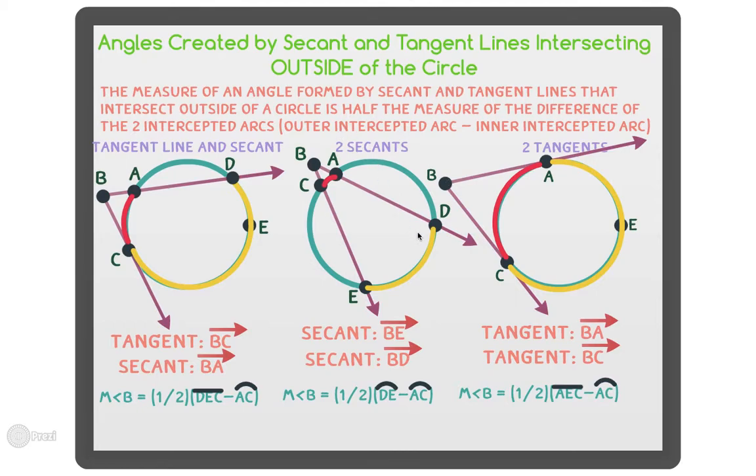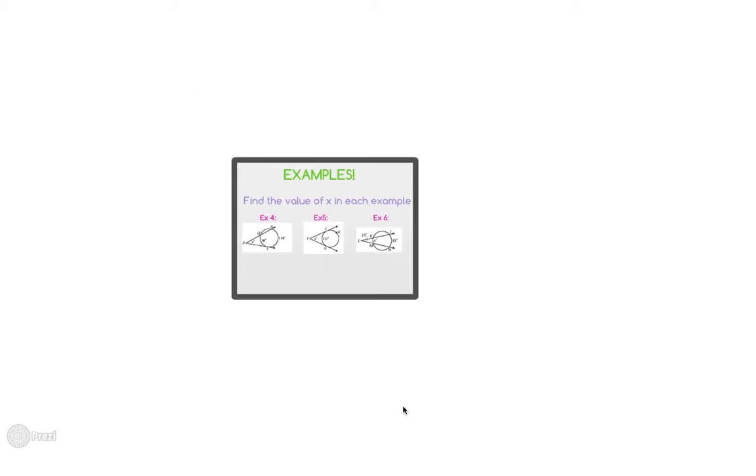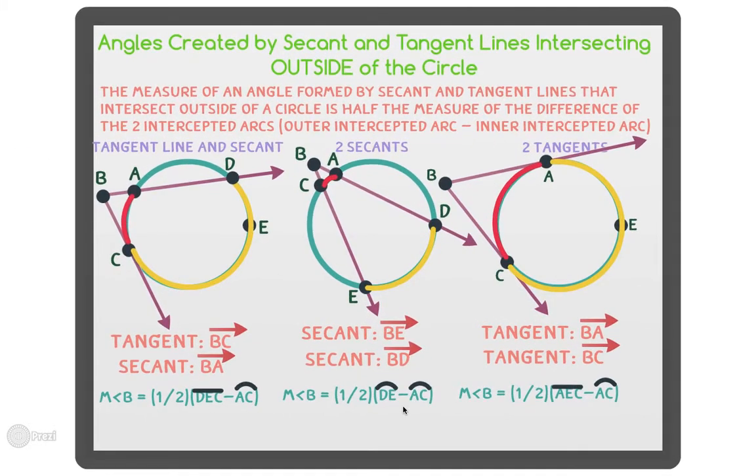Okay, so all three of these circles look slightly different, but they all follow the same formula. So you got to be on the lookout for any of these three cases, and if you spot any of these cases, guess what? The easy thing to know is they use the same formula. So go ahead and pause the video and watch example 4, 5, and 6 and see if you can apply these properties that we just learned about.